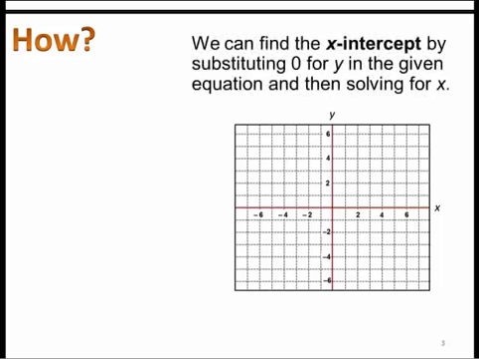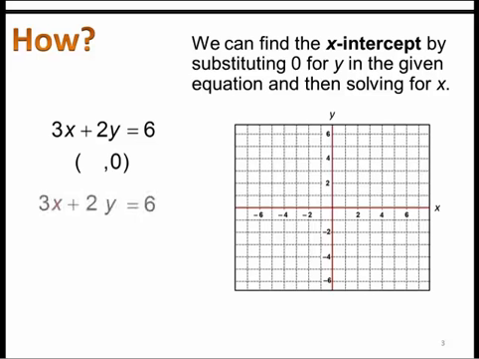We can find the x-intercept by substituting 0 for y in the given equation and then solving for x. Here's our equation, 3x plus 2y equals 6. We know half of the ordered pair for any point that is on the x-axis. Any point that is on this axis has a y value of 0. Since it doesn't move off the x-axis line itself, it doesn't move in either positive or negative directions, so it's always 0. So we know half of the ordered pair already. And since we know that half, it's very easy to calculate the other half.